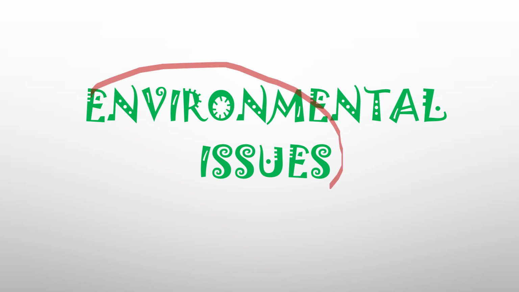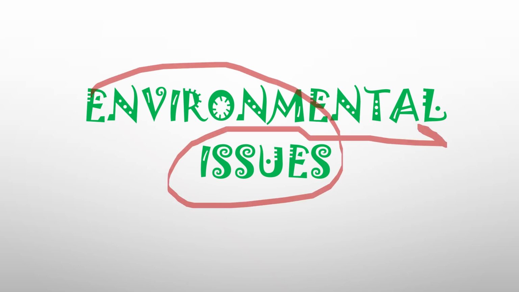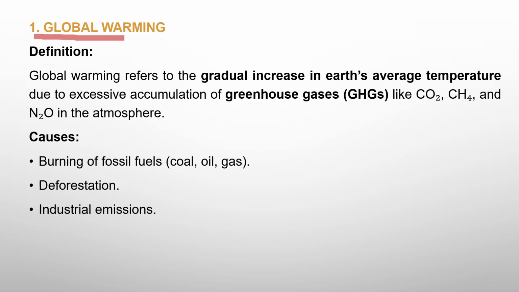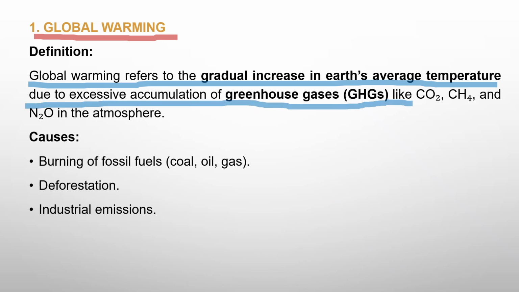Now the next thing which we have to discuss is the environmental issues when we go for non-conventional sources of energy, that is, when we are using fossil fuel. When we go for fossil fuel, the first issue which we will observe is global warming. So what is global warming? Global warming refers to the gradual increase in Earth's average temperature due to excessive accumulation of greenhouse gases like carbon dioxide, methane and nitrogen oxide in the atmosphere. The major causes are burning of fossil fuels like coal, oil or gas, deforestation and industrial emission.